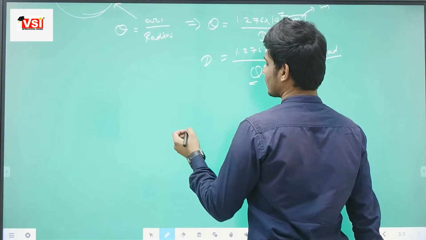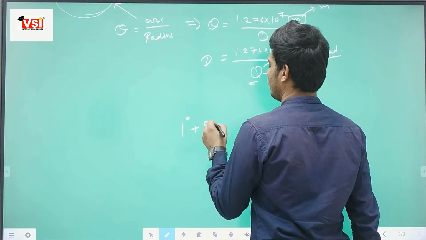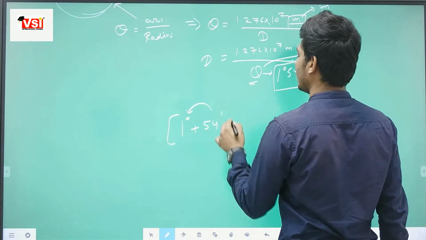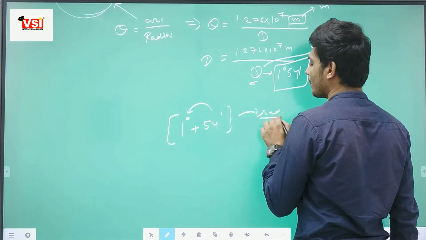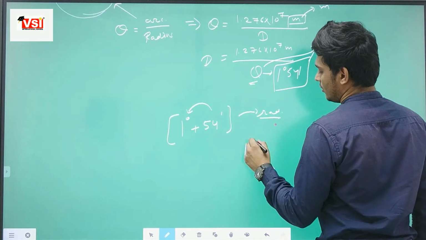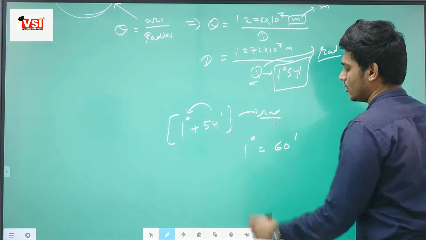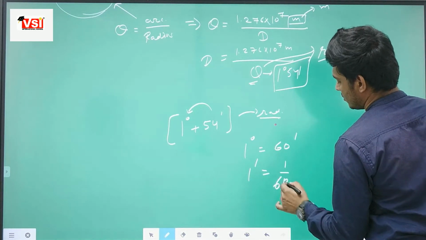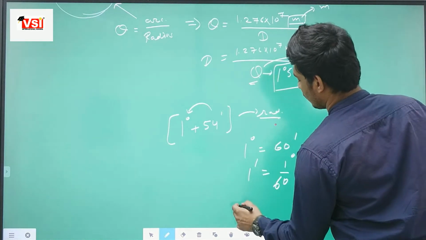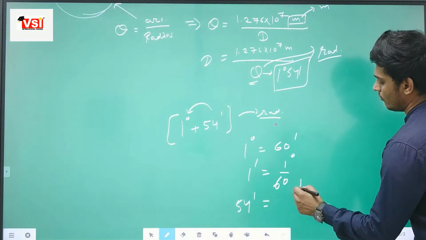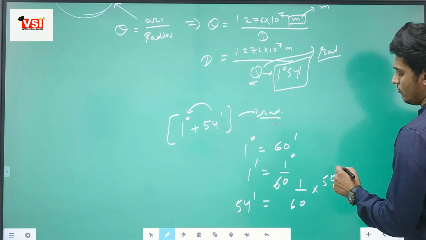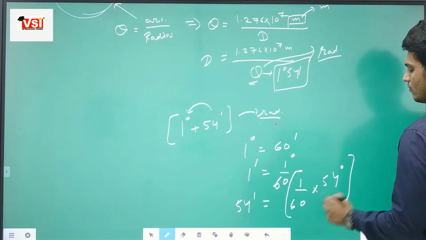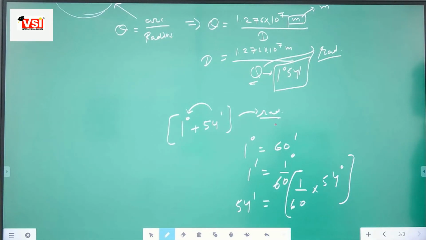As we know, it could be written as 1 degree plus 54 minutes. So first let's convert the 54 minutes into degrees, and then we will convert the degrees into radians. One degree has 60 minutes, so 1 minute becomes 1/60 degree. So 54 minutes becomes 1/60 into 54 degrees. This is the conversion of the minutes to the degree.